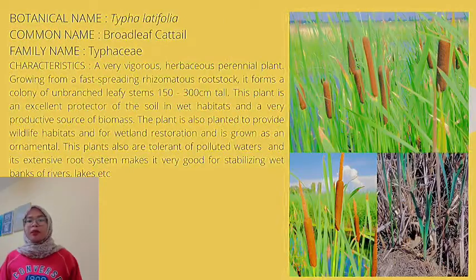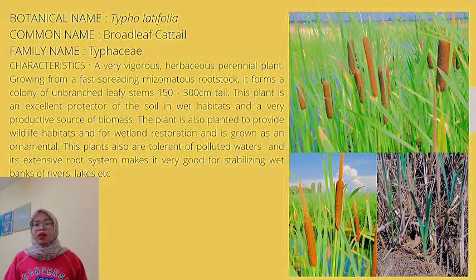The next aquatic plant that I found is called Typha latifolia, or we call it as broadleaf cattail. This species comes from the family of Typhaceae, a very vigorous herbaceous perennial plant. This plant grows from a fast-spreading rhizomatous rootstock. It forms a colony of unbranched leafy stems 150 to 300 cm tall.